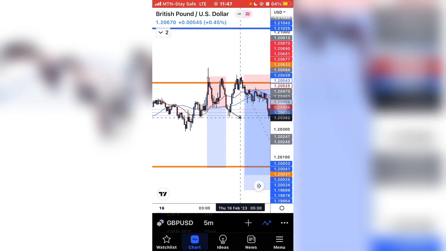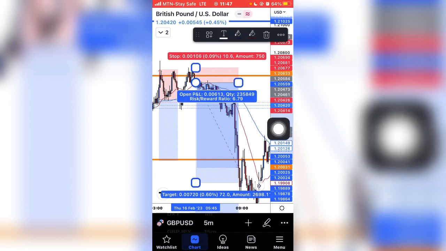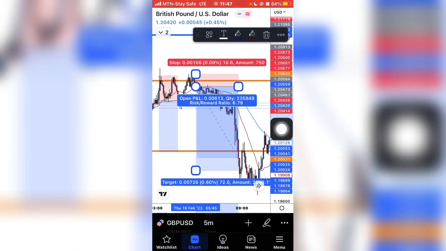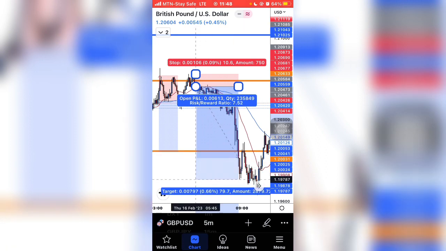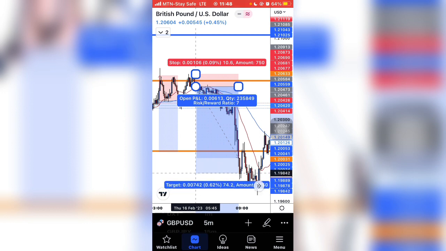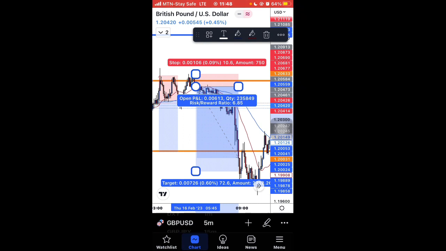After the short, price went straight to my TP, and I was able to catch 72 pips on this one, because initially I was targeting here, but I closed some partial profit and allowed the rest to run. It was nice, and what was interesting on this trade was my risk to reward ratio, because I was able to catch a bigger one, 6.8 R. So I was very happy. This is one of my best trades so far this year.